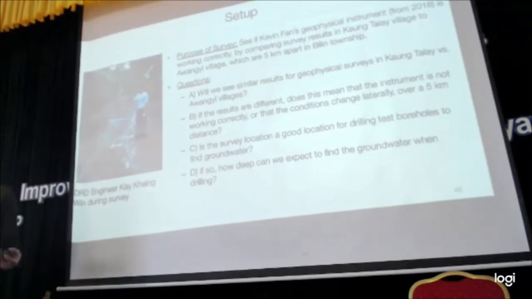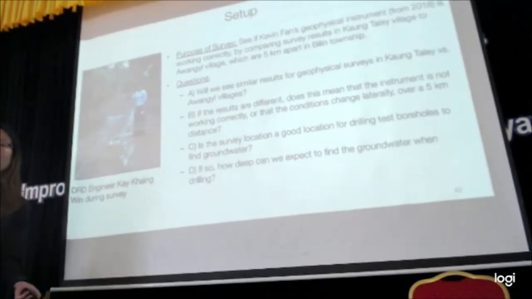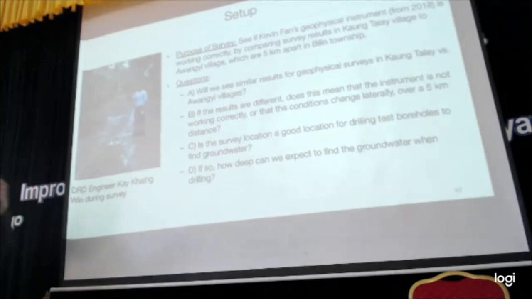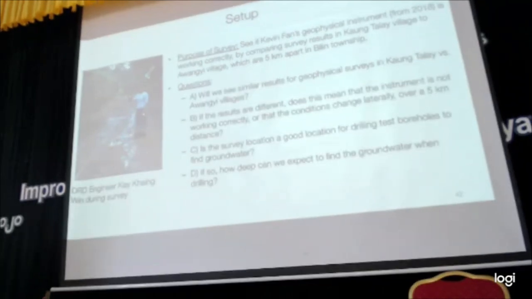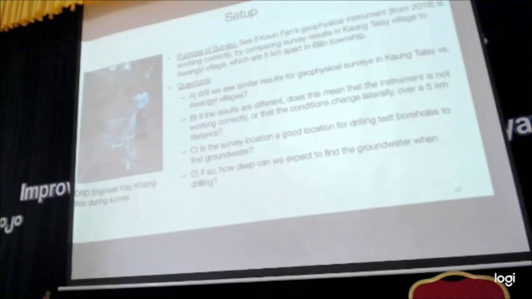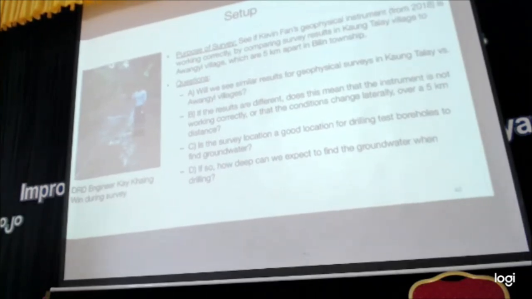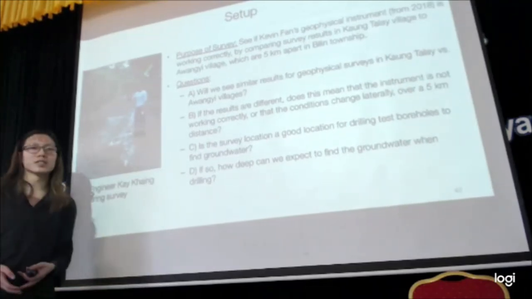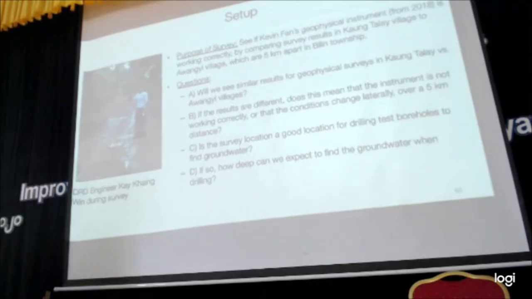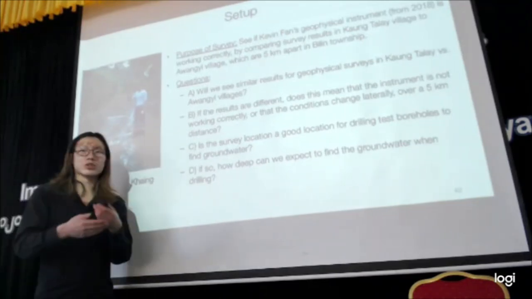Another interesting question is, well, if the results are different, then why are they different? Is it because the instrument is not working correctly, or is it because 5 kilometers apart it's a different condition? Of course, another key question is, is the survey location a good place to drill for water? And if it is a good location, how deep should we drill?